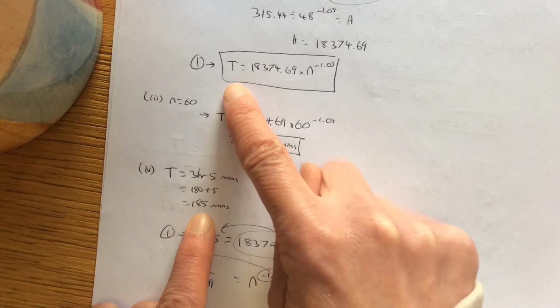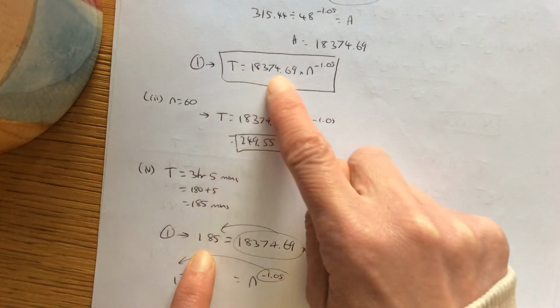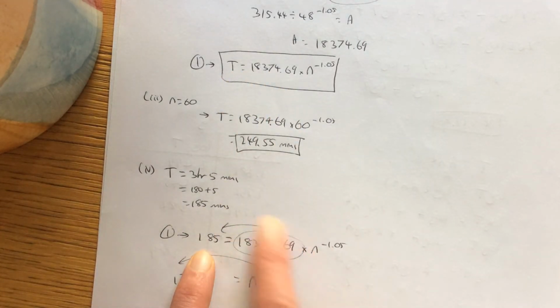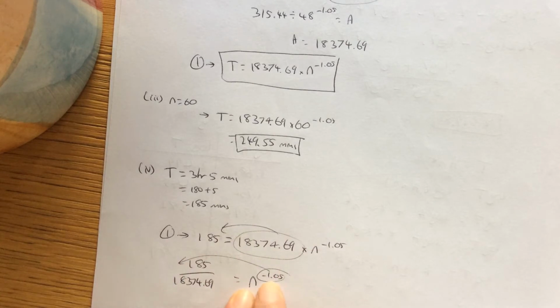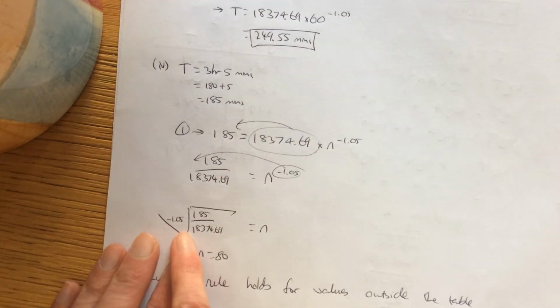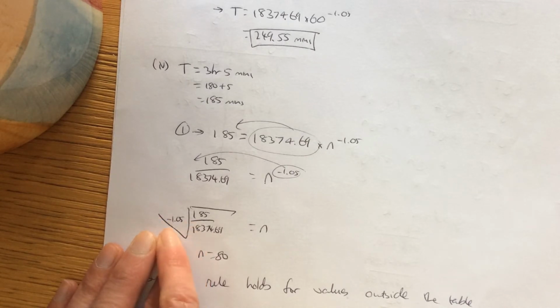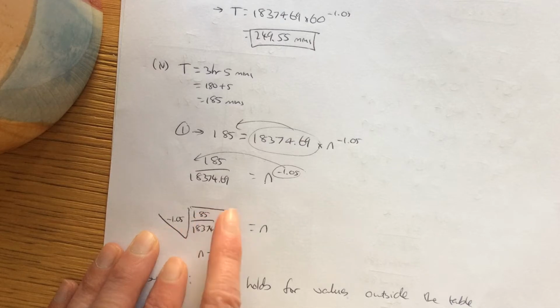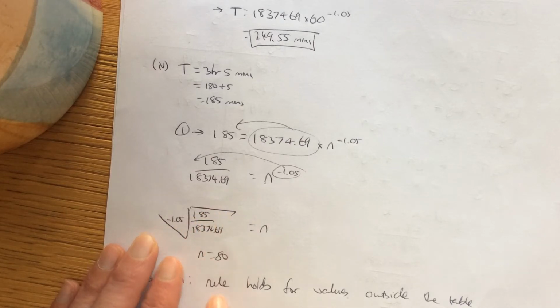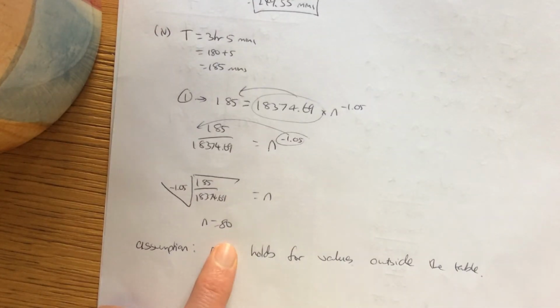So here's the equation. Put that in there, okay? Bring this over, divide. And you want to bring this over. The opposite of a power is the root. So it is the root. So in your calculator, use your root button to the minus 1.05. And then put in those two numbers, divide, press equals, and hopefully you get 80.